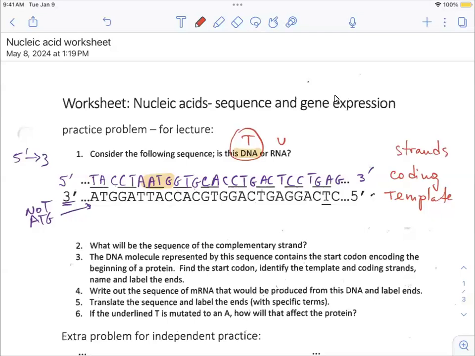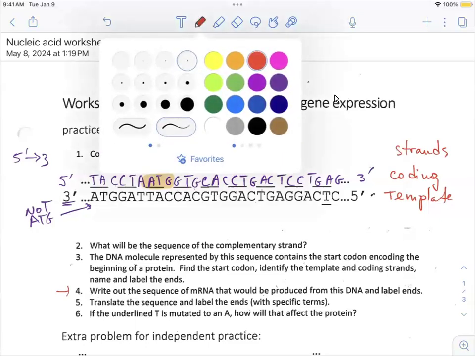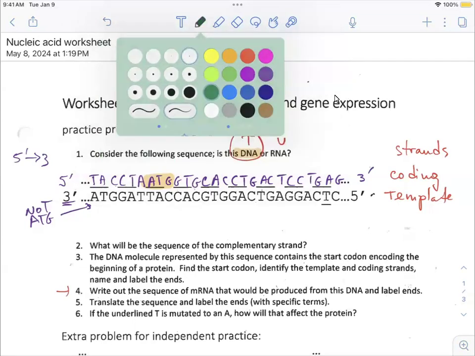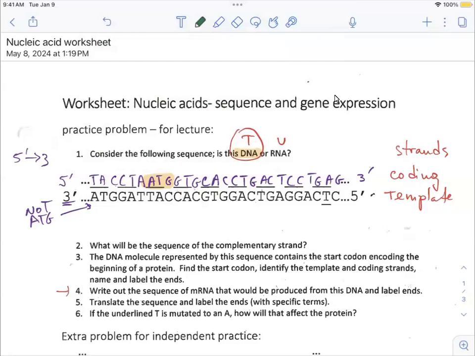So it will be used as a template to create messenger RNA strands. So now we're on number 4: write out the messenger RNA that can be produced from this DNA, and label the ends. One question for you is, does the messenger RNA start with a start codon? The answer is, of course, not. The start codon tells us where translation is going to start. The messenger RNA has to start, so the 5' end has to start before that, with untranslated regions.